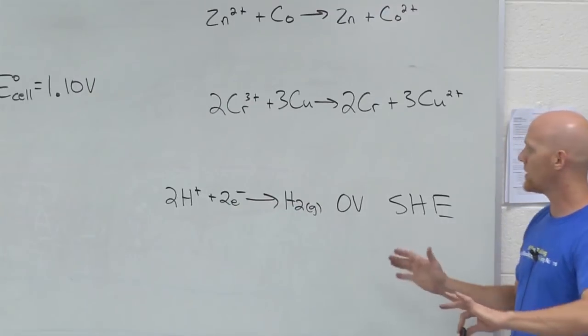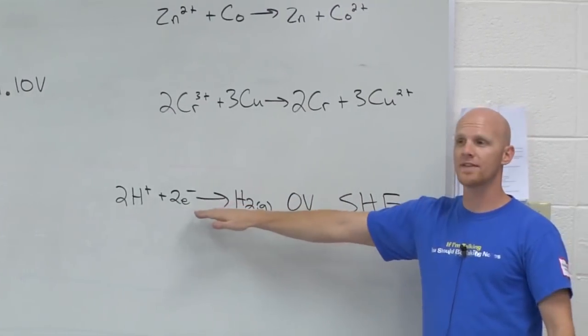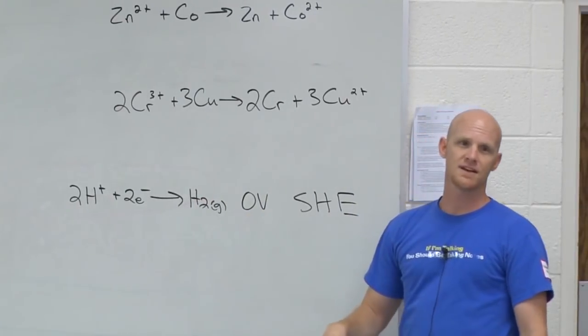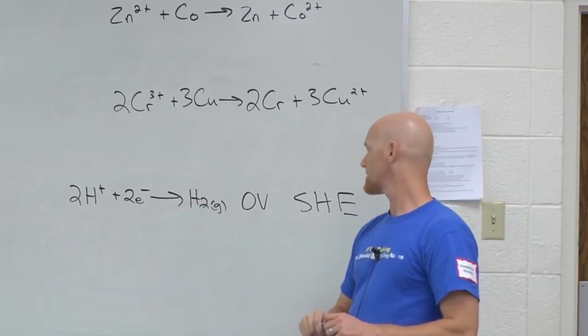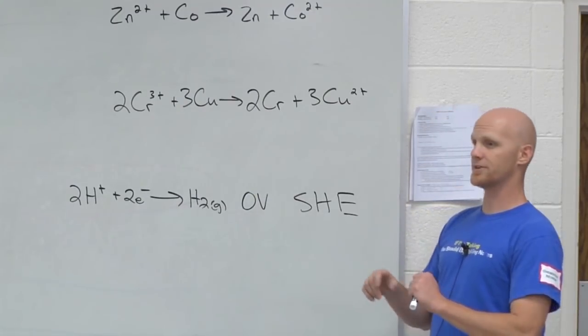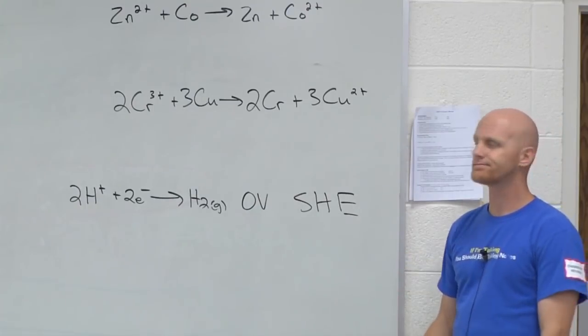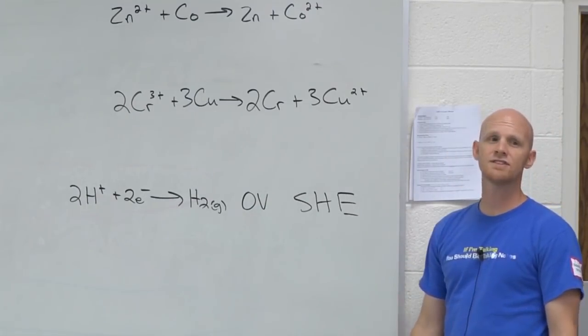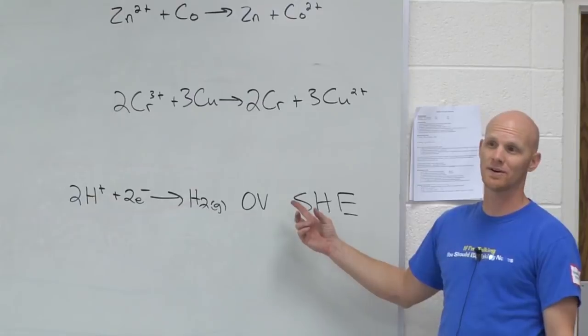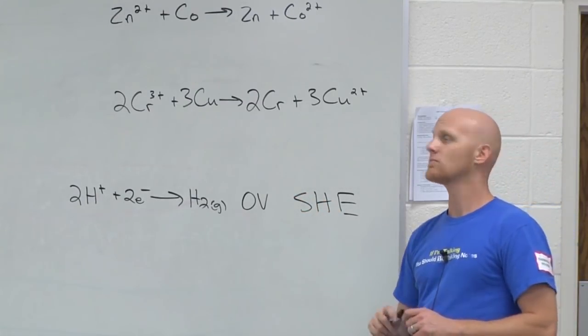So I just wanted to point out that voltage is always measured relative to this reaction. And this is the only one they expect you to remember the value of. It's 0. SHE, standard hydrogen electrode. Cool. So everything's always relative to this reaction being 0. And we expect you to remember that this reaction is 0 for its standard value.